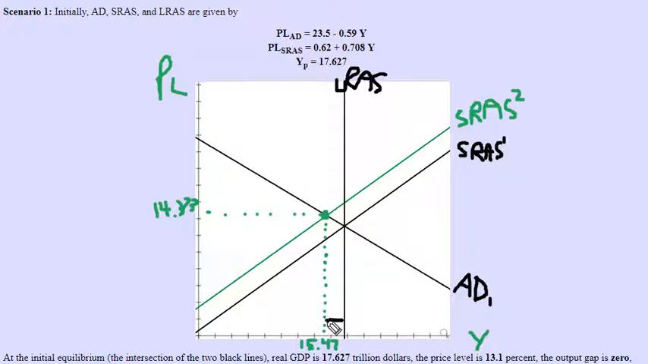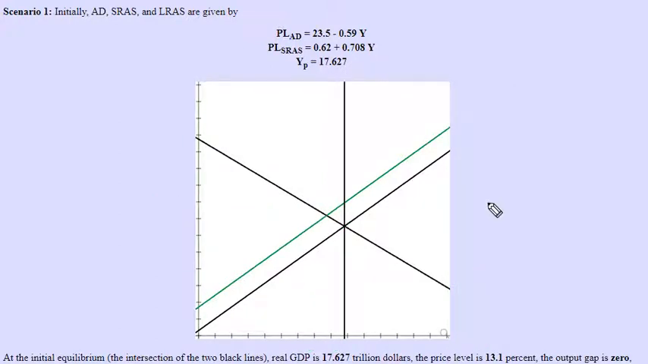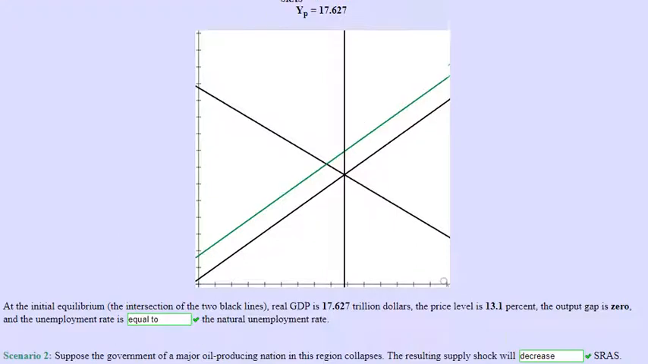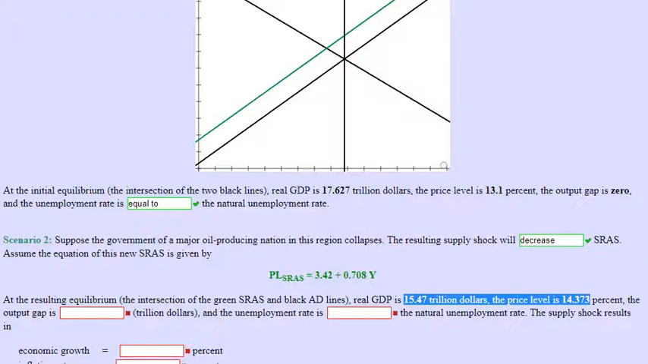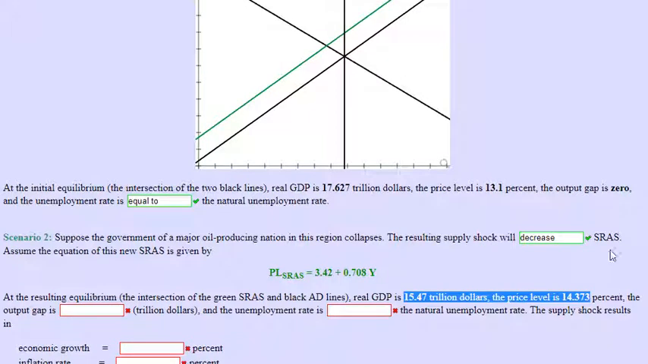And then GDP fell and the price level increased, right? The price level increased from the initial equilibrium to the new equilibrium. So let's go ahead and erase all that. And we'll go down here. So at the resulting equilibrium, real GDP is that value, the price level is that value.